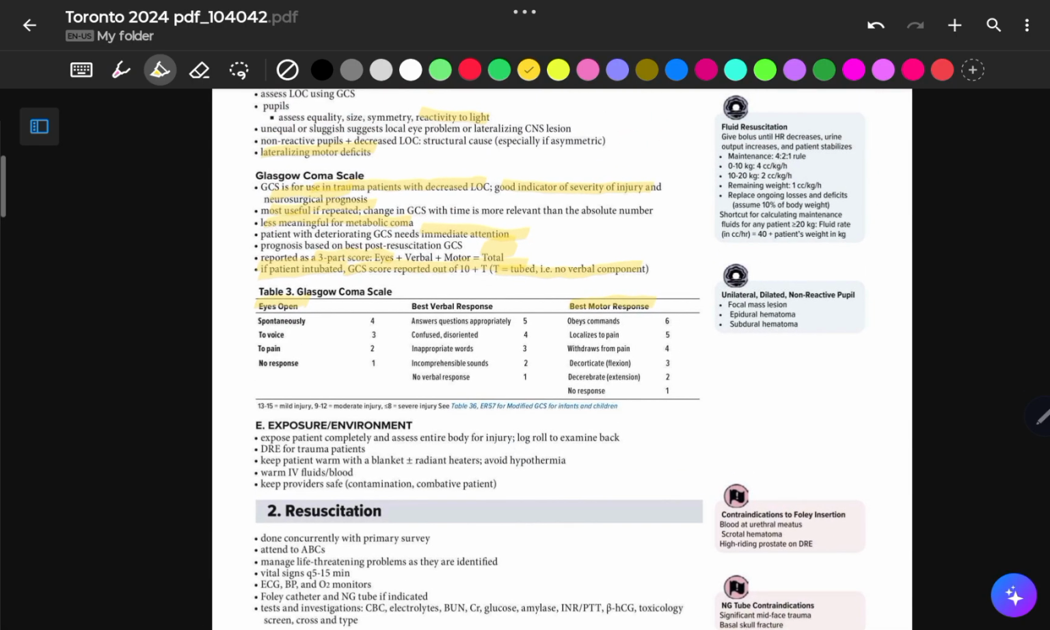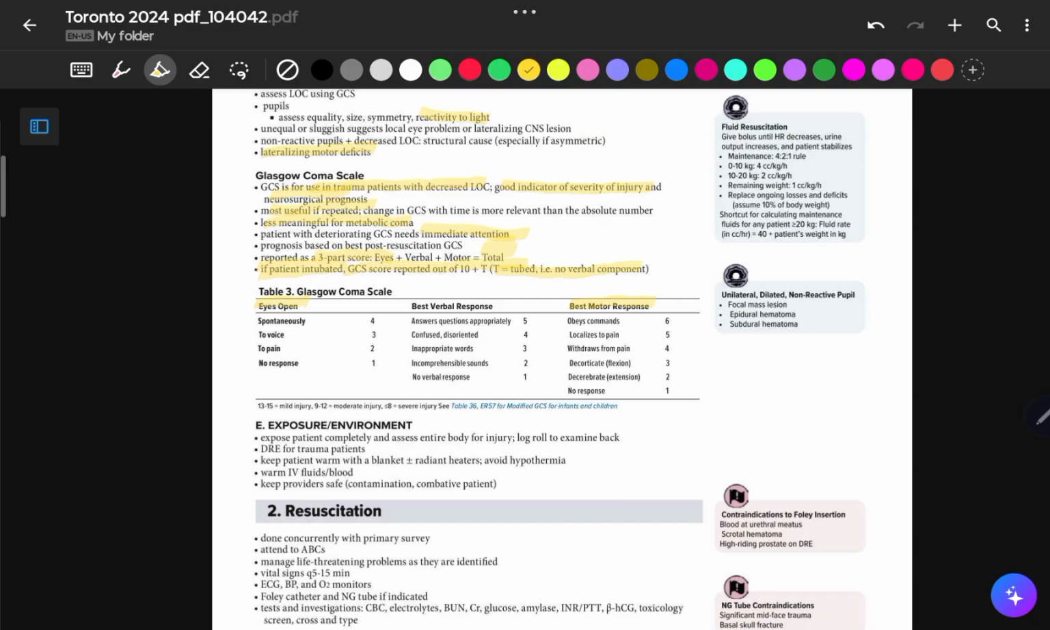Okay, so when we're looking at the Glasgow Coma Scale, the first thing we're looking at is your eye opening. So as you go through eye opening, then it's your verbal, then it's your motor, you see that the score increases. So the maximum score you can get for eye opening is 4, for verbal response is 5, for motor response is 6. All right, so the minimum GCS that a patient can get is 3, and the maximum that a patient can get is 15.